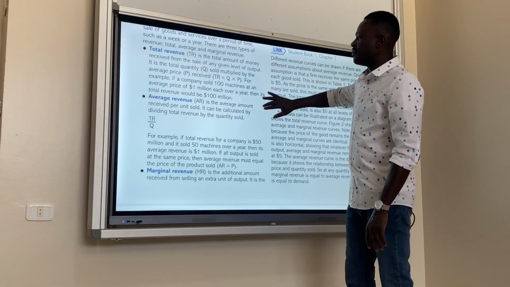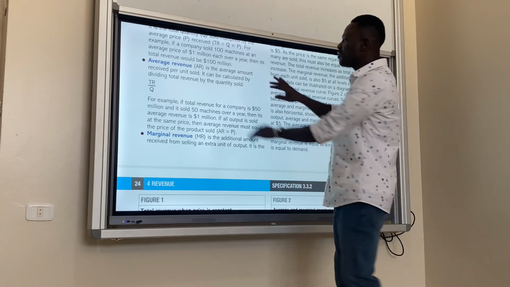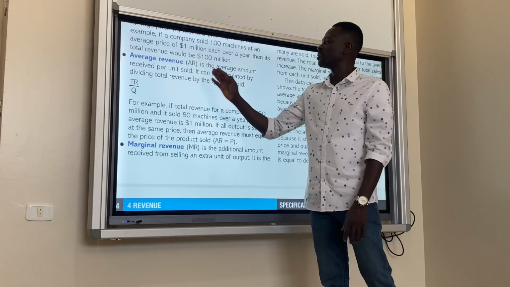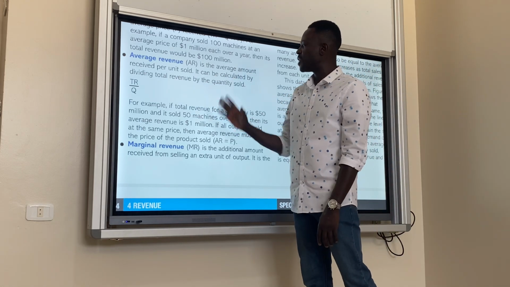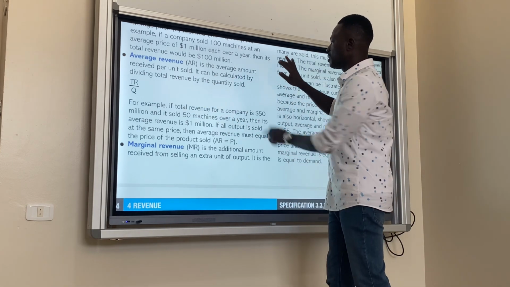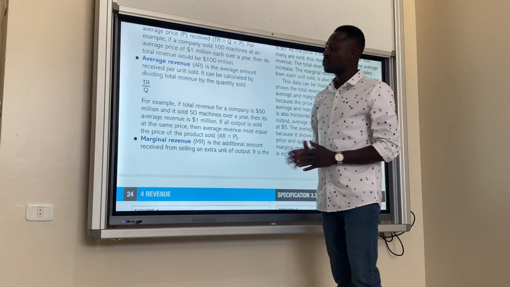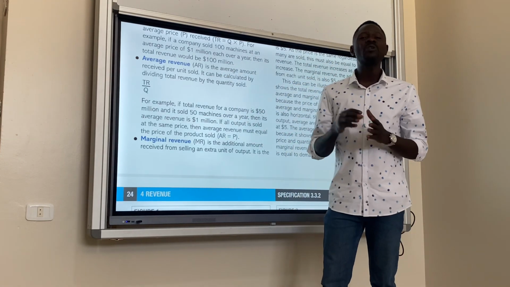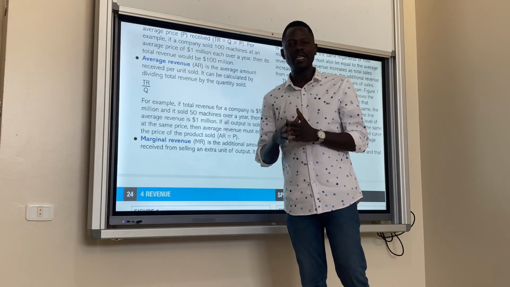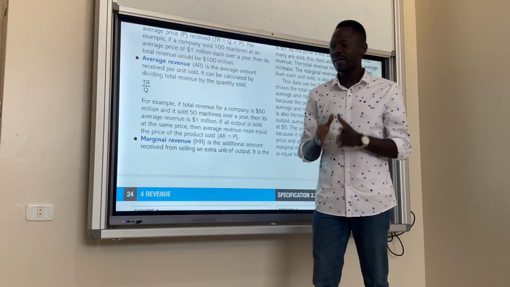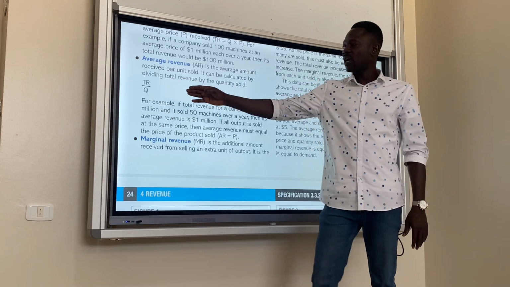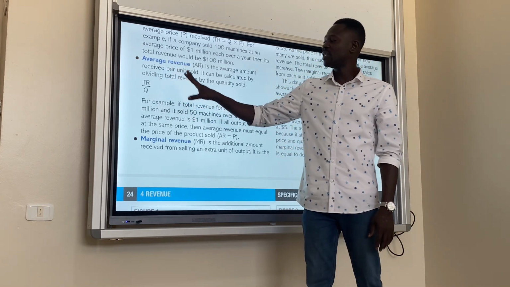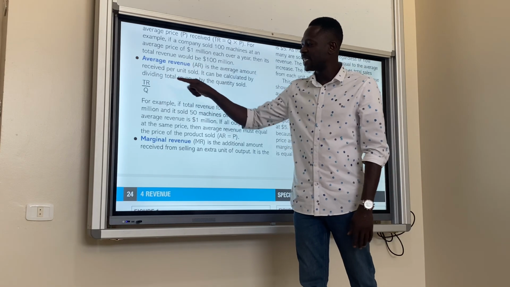Then we have average revenue. For average revenue, we're talking about the average amount received per unit sold. It can be calculated by dividing the total revenue by the quantity sold. So for average revenue, AR, it is the total revenue divided by the quantity sold, which is TR divided by Q. And how do we get our TR? Our TR is price multiplied by quantity.